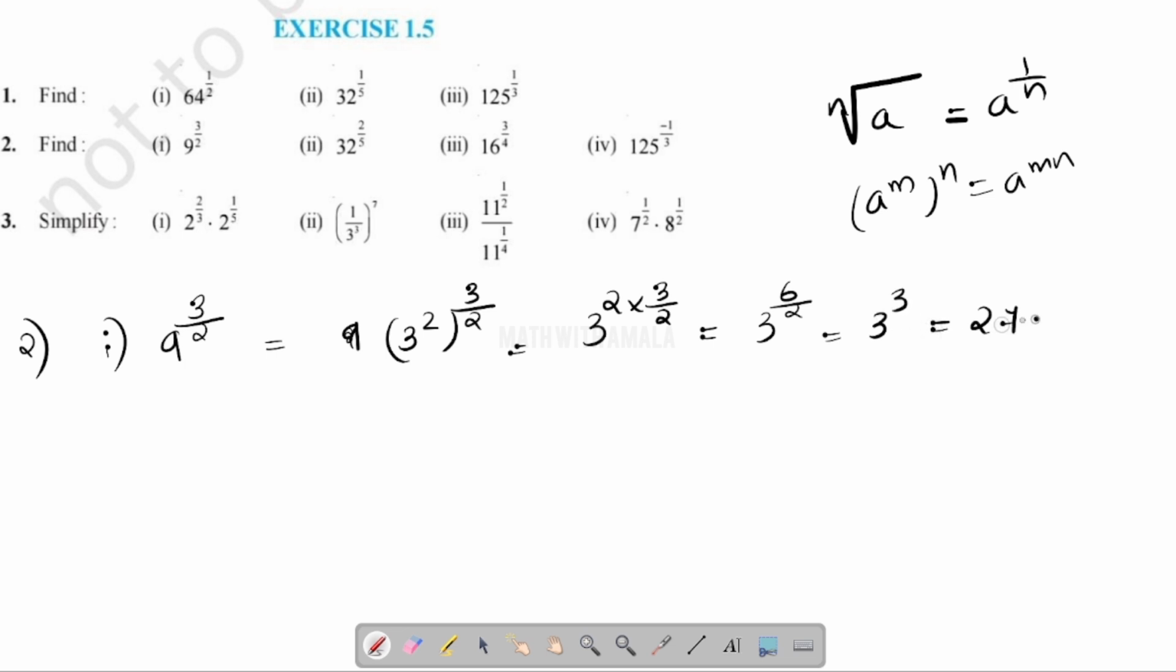That is 3 cube. Answer is 27. Here the thing that we are doing is making the numerator and denominator the same in the exponent.